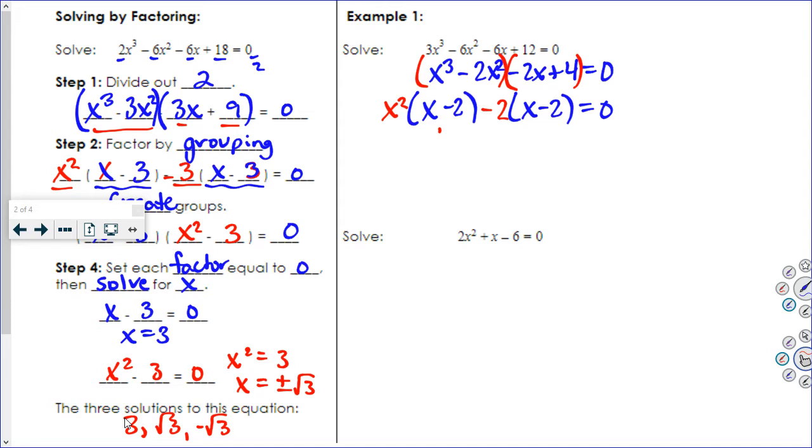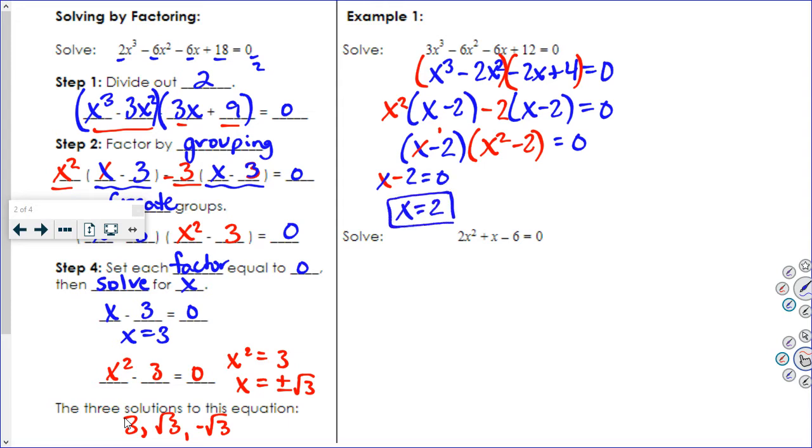Okay, and then you put your matching factor in one set of parentheses, you put the leftover in the other one, and then you set each factor equal to 0. So x minus 2 equals 0, and we get x equals 2 for one of our solutions. And then again, we have x squared equals a positive 2, so when you take the square root, you get positive and negative square root of 2. So you have 3 solutions yet again.